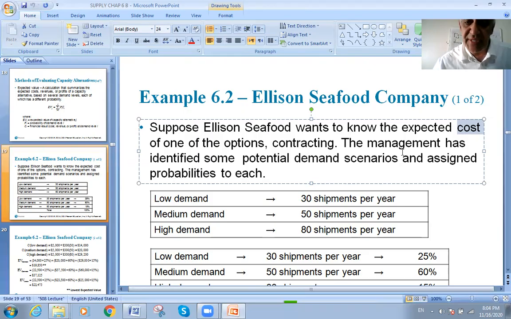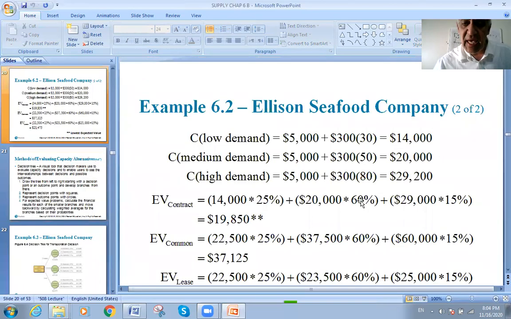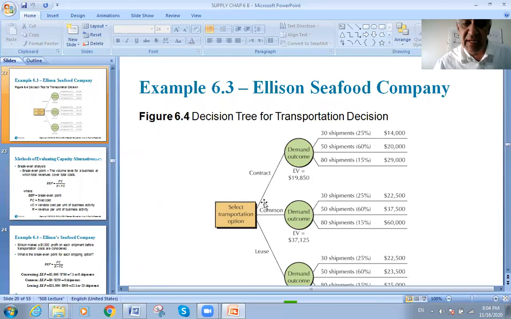Okay, one of the options is contracting. The management has identified some potential demand scenarios and assigned probabilities for them. And here it is, and when we draw it, it becomes this way. Because at the decision point, as long as there are circles, that means we will have a probability distribution. So when there is a probability distribution, states of nature, probabilities, we will draw circles. When there is one decision, meaning you will take only one alternative of those three, then we will put it in a square.